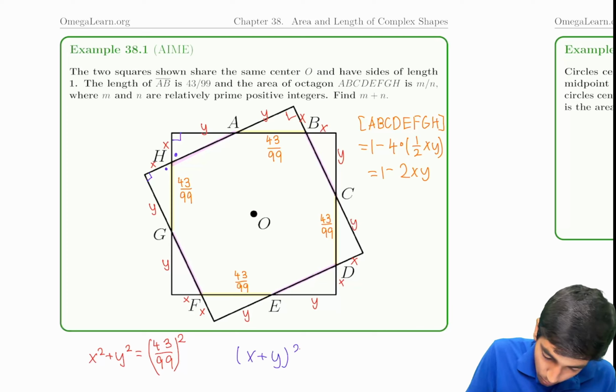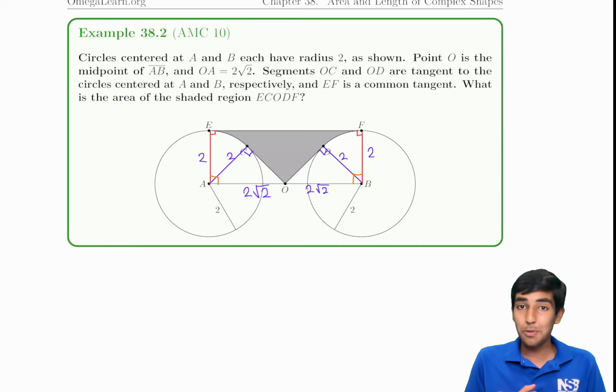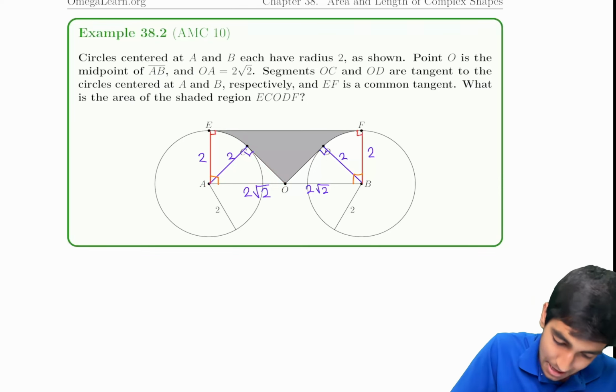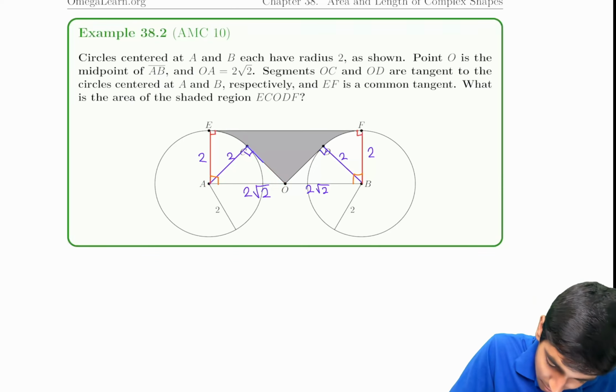Radius 2, and they both have radius 2, so this is going to be completely symmetric. O is the midpoint, so of course, if O is the midpoint, then this is also 2 root 2. And then this is also 2. That's a radius. And this is also 2. Now, if you're a good observer and you've watched the special triangles video, you'll probably notice something a little bit peculiar about this right here. 2 root 2, right angle. That's going to be a 45-45-90 triangle. And that means DO is 2. DO is also 2 by the exact same logic.